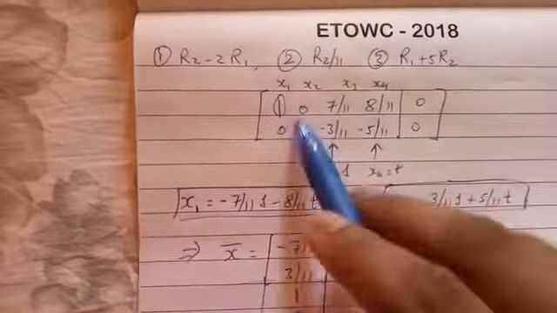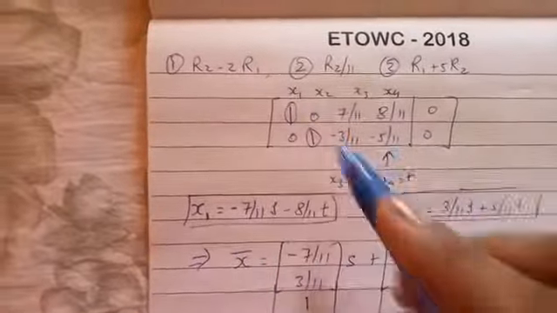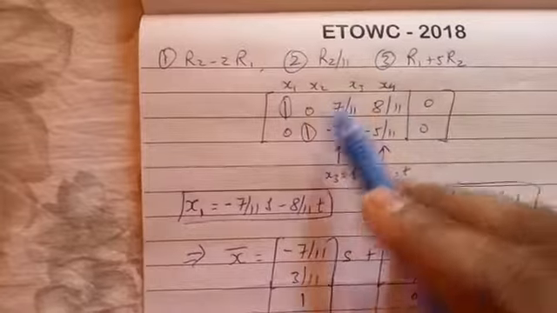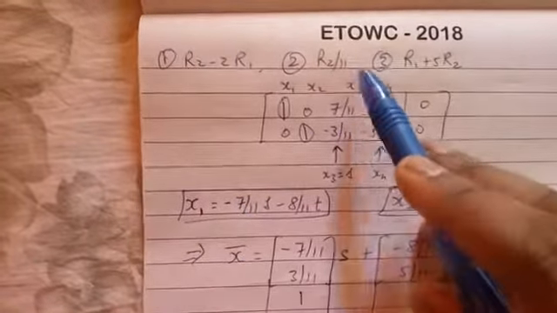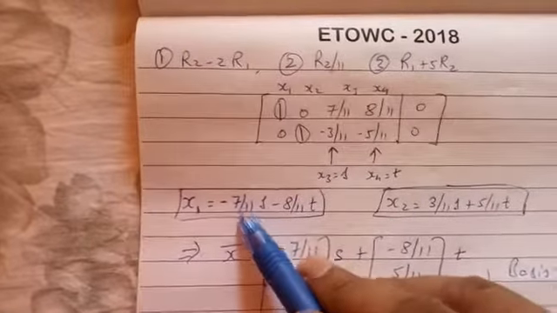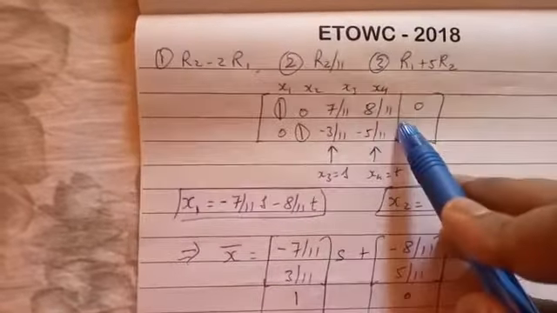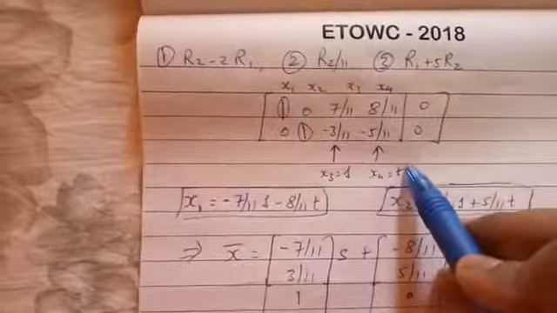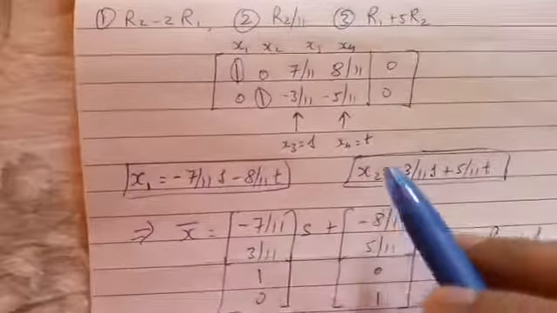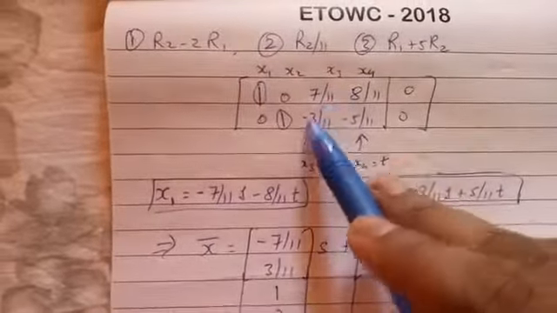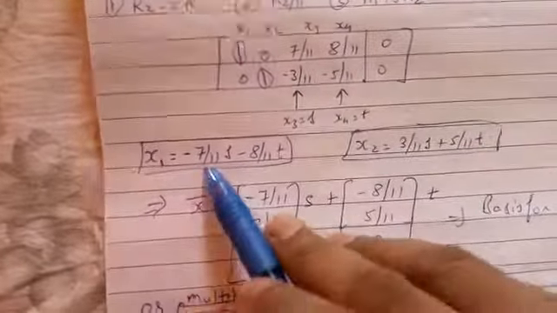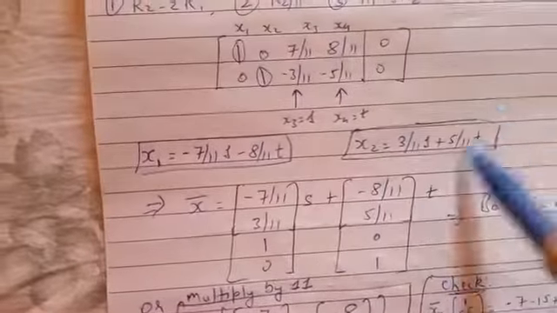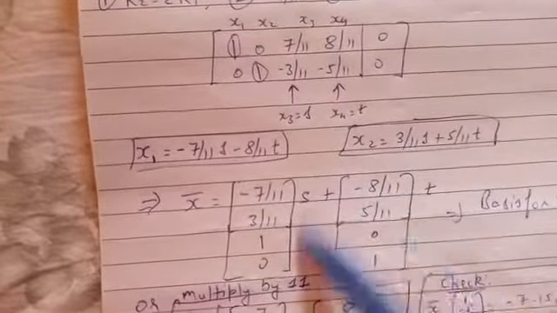So now looking at the rows, we can write x1 equal to, if I take x3 and x4 on the right hand side, then this becomes minus 7 by 11 x3, and I'm assuming x3 as s, so minus 7 by 11 s, minus 8 by 11 x4. x4 is assumed to be t, therefore you have t. Similarly, you can write x2, which will become 3 by 11 s plus 5 by 11 t, right? So I'm going to write x1, x2, x3 and x4 in the form of a solution, or in the form of an equation.